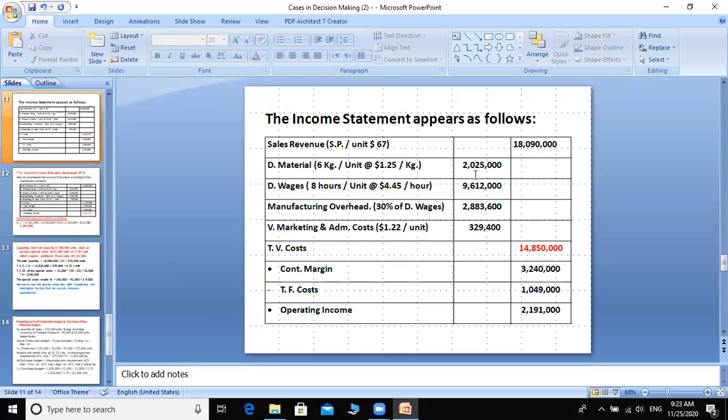The direct material used here is this value. I need 6 kilogram per unit at 1.25 per kilogram. So each unit of production needs 6 kilogram. And the kilogram I purchase by 1.25.